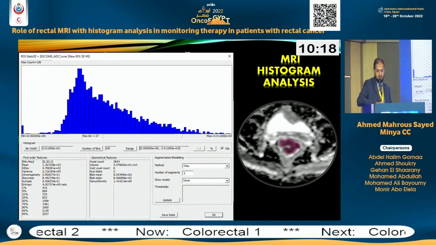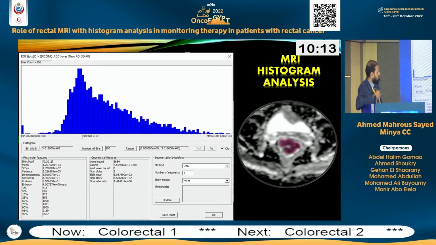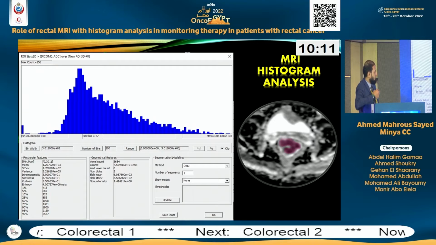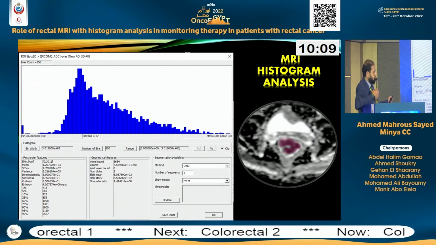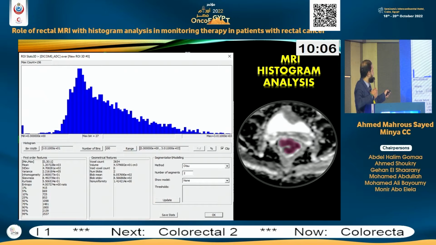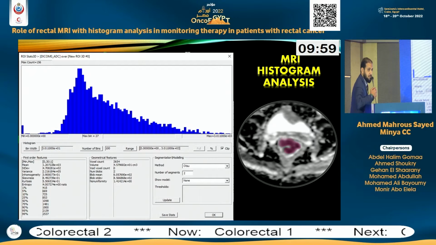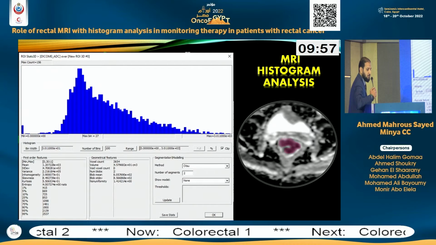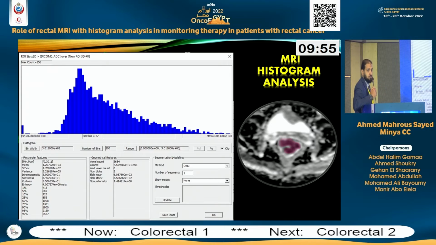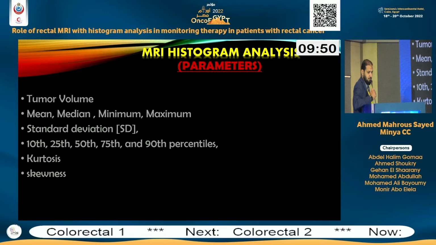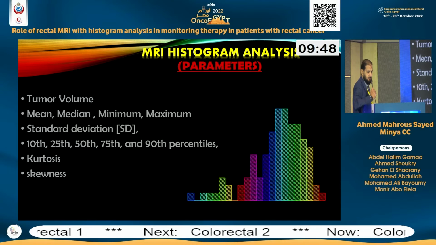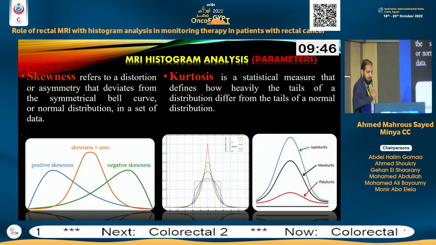This is a practical picture of what we do. We can interrogate the whole tumor. This is in purple here. This is the whole tumor in restriction, and we do the histogram. This is the histogram that comes up on our monitor, and it gives us a lot of information about the tumor. Not only the mean ADC, we can get different values of the tumor, including the mean, the different percentiles, and the skewness and the kurtosis of this histogram. These are the different parameters that can be found in the histogram analysis.